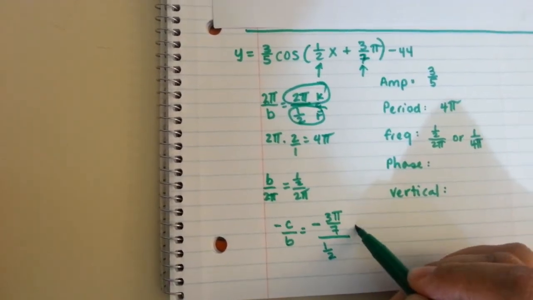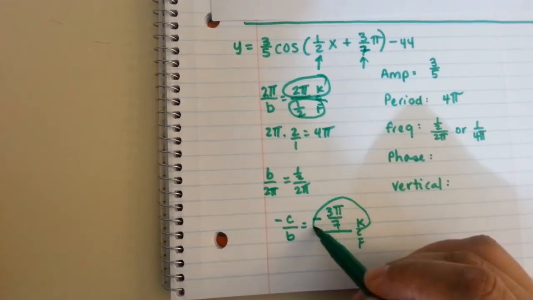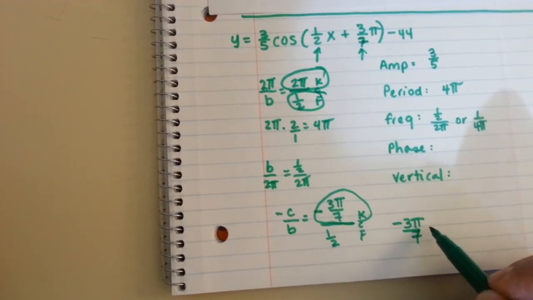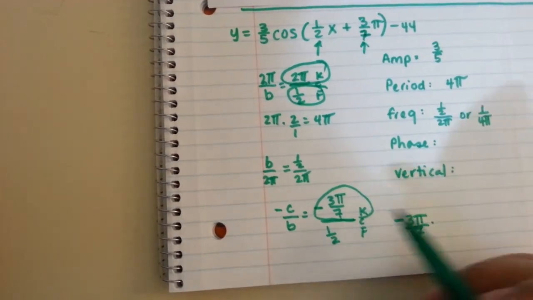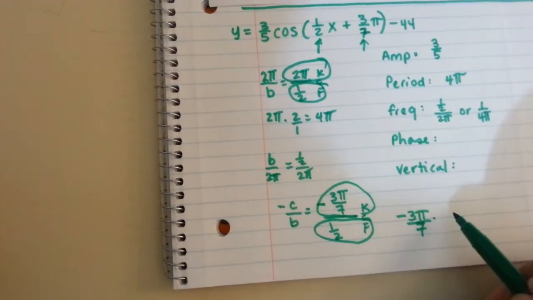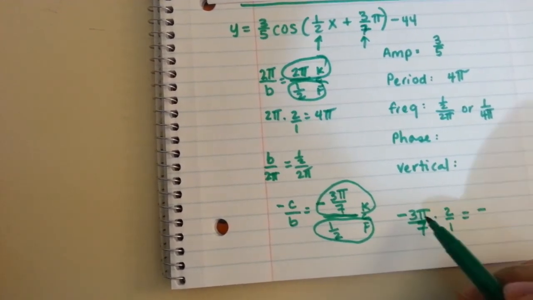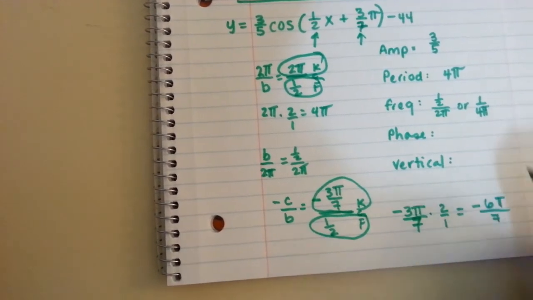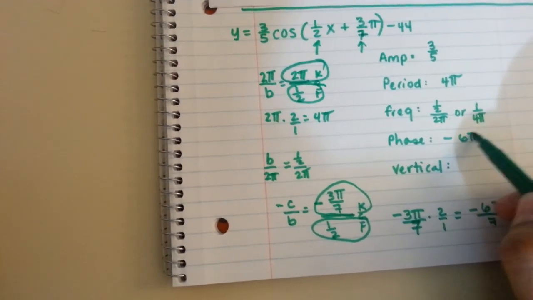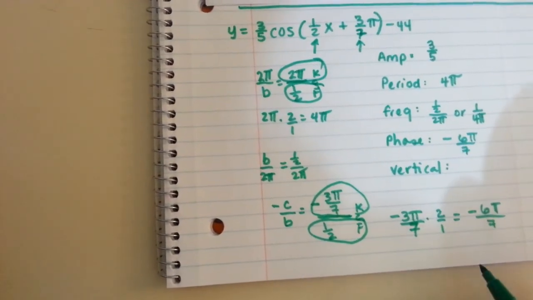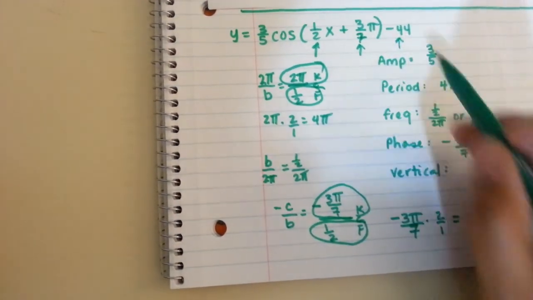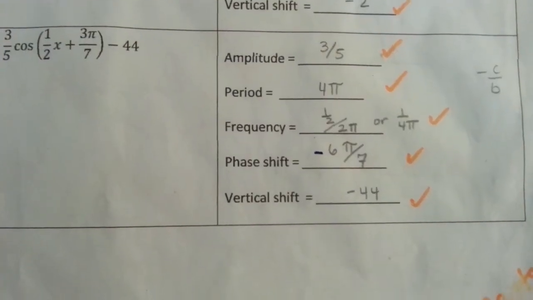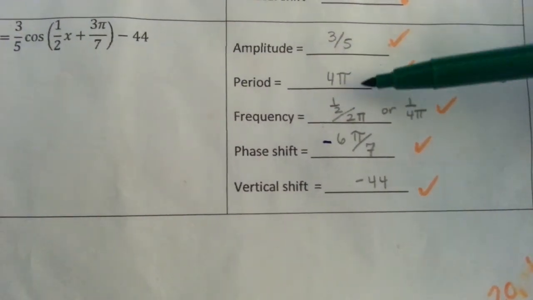Alright, so it looks messy, but it's not. Keep, change, flip. Keep the numerator. Minus 3 pi over 7. Multiply. And then flip the denominator. What's the flip of 1/2? 2 over 1. So negative 3 times 2 is 6 pi over 7. So the phase shift would be negative 6 pi over 7. And the vertical shift is the easiest one. The D value is negative 44, so the vertical shift is negative 44. So how would I expect the answers to be turned in? I would expect the answers to be turned in like this.